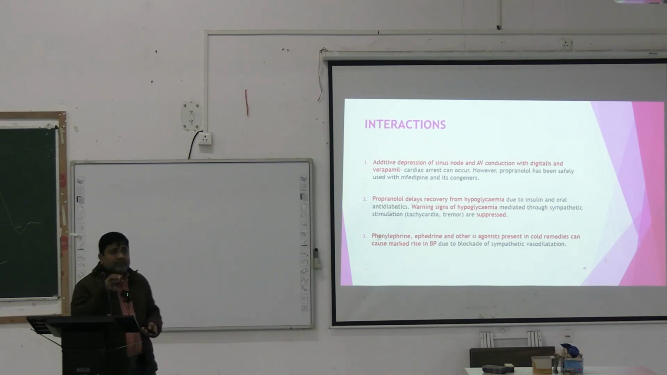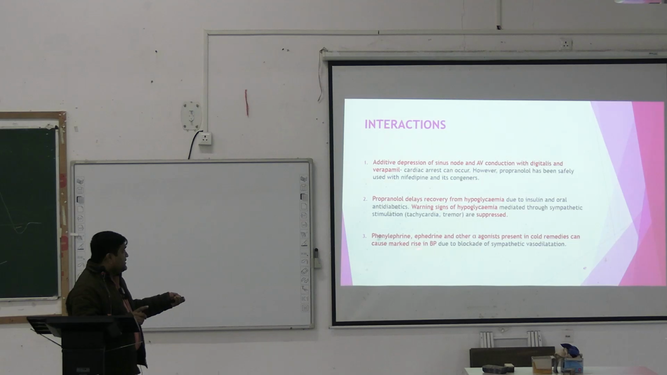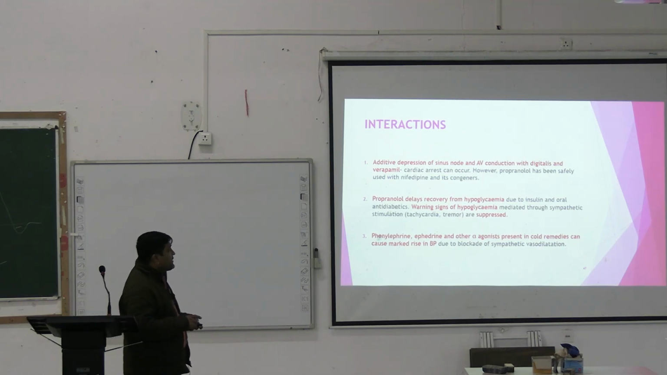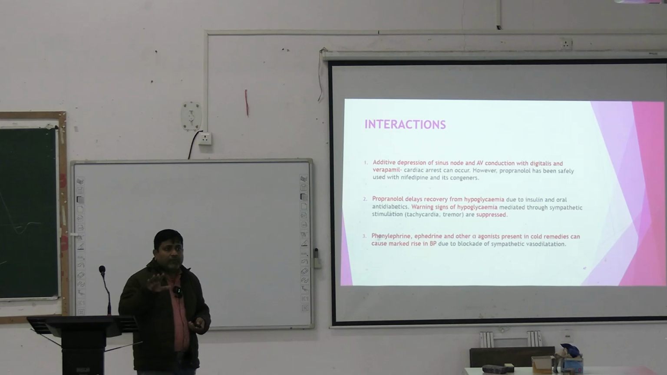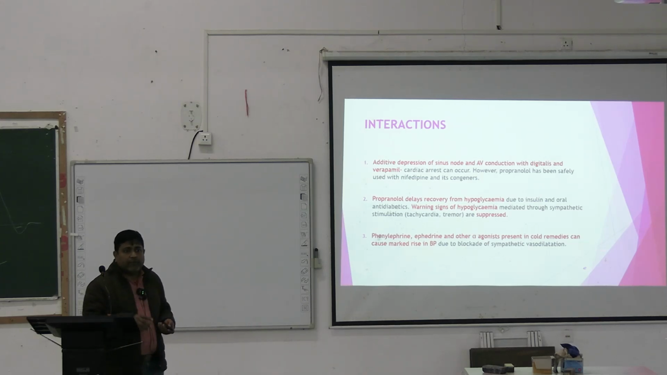Phenylephrine and ephedrine are some of the alpha agonists present in cough syrup remedies. Now, these drugs can cause a marked rise in blood pressure due to blockade of sympathetic vasodilatation. In a patient on a beta blocker, if alpha agonists are given, what will happen? There will be a severe rise in blood pressure.